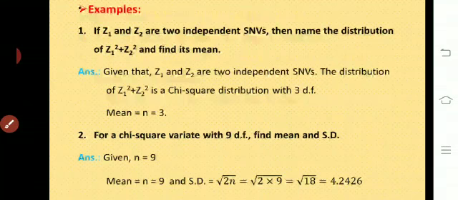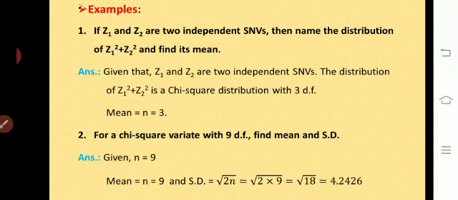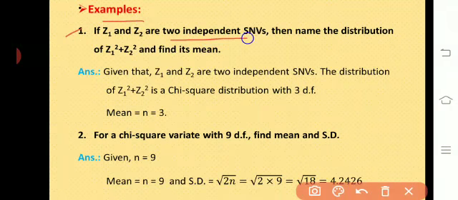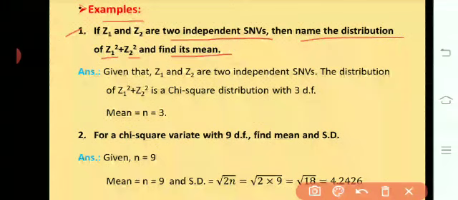Next class we are going to study the t distribution, but here we will solve some examples on chi-square distribution. The first example is, if z1 and z2 are two independent standard normal variates, then name the distribution of z1 square plus z2 square and find its mean.